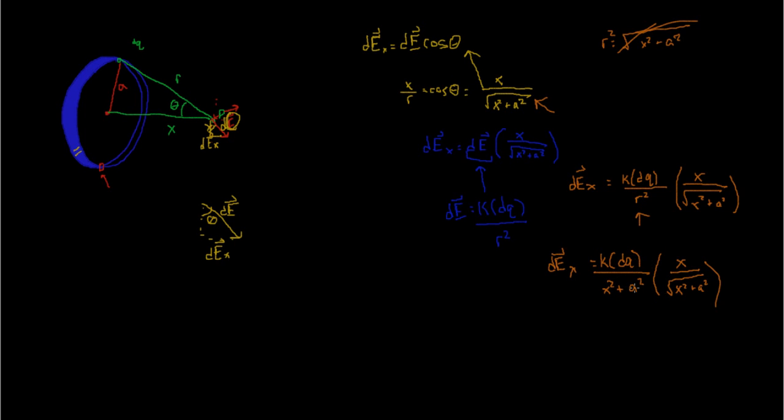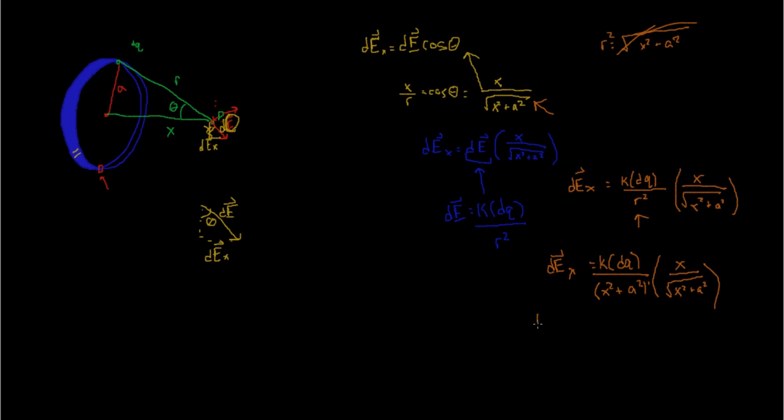So now what we can actually do is combine the denominators. So this down here is to the first power, right? And this is to the 1/2 power because it's in the square root. So we can combine those by adding the powers. So 1 plus 1/2, that's 3/2. So now dE in the x direction is equal to your constant times your changing charge times x over x squared plus a squared to the 3/2 power.